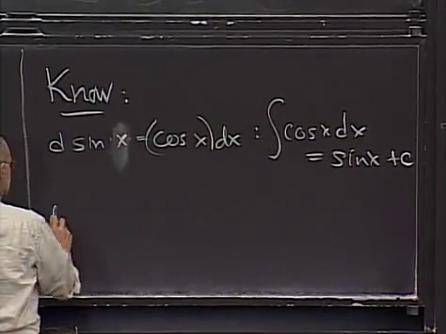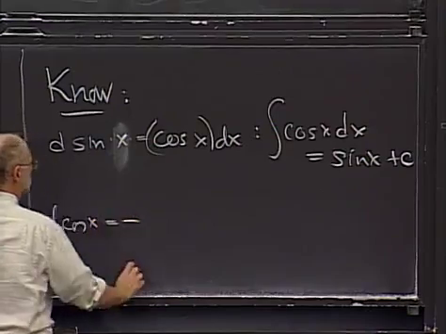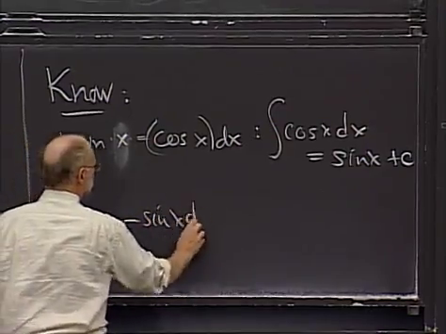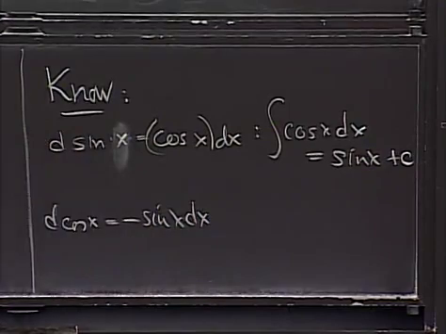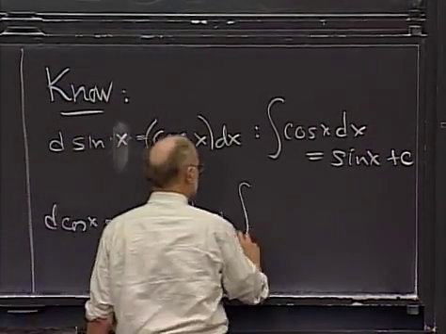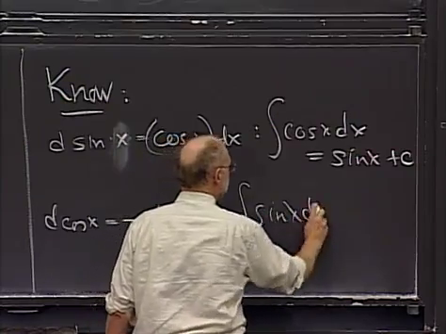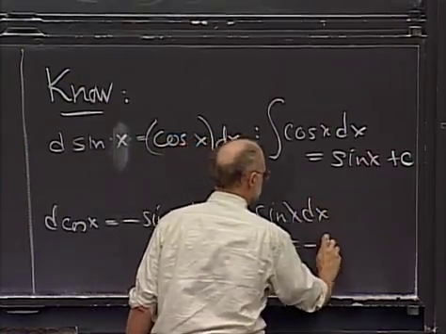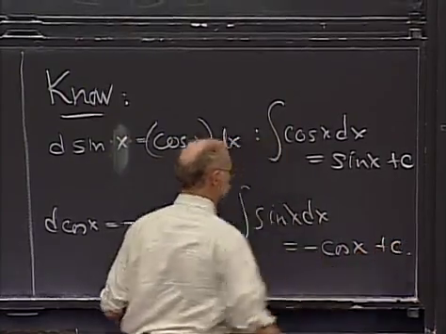And the same way, d cosine of x is minus the sine of x dx, right? The derivative of the cosine is minus the sine. And when I integrate that, I find the integral of the sine of x dx is minus the cosine of x plus c.